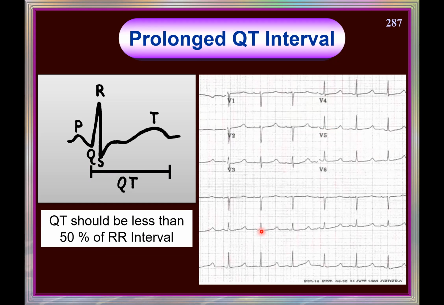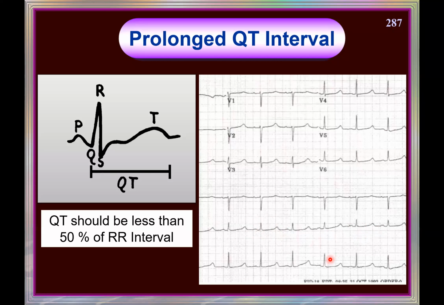Here also you can see there is 2, 2.5, and another half, nearing 3 boxes. 3 boxes is 0.6 or 0.56. So 0.4 is the upper normal limit. There is a QT prolongation.